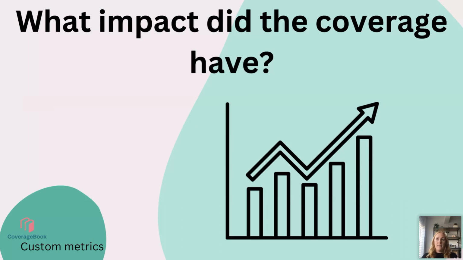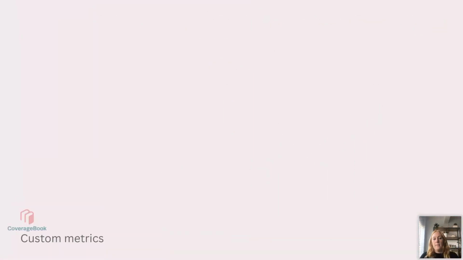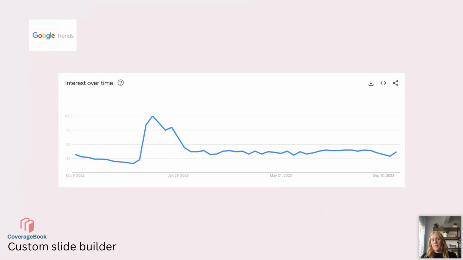And rather than send them alongside your reports, so your reader has to open 4 reports in a row, you can add them within your coverage report using custom slides. So one example would be Google Trends. Google Trends, anyone can access, and is one of my favorites.